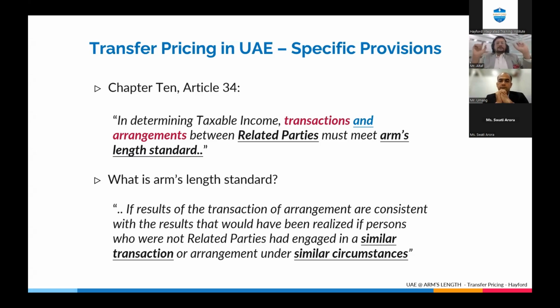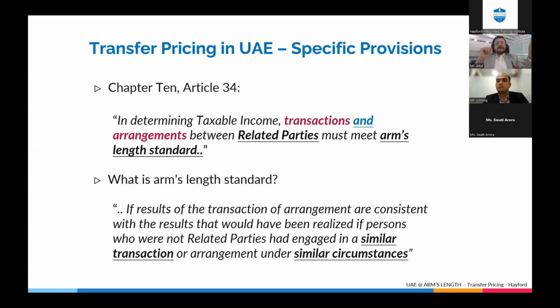So coming to certain specific provisions like Article 34, if you remember, that was on the arm's length principle. The specific wording says that in determining taxable income, transactions and arrangements between the related parties must meet the arm's length standard. So it can be transactions, it can be arrangements, but whatever activity or business is being performed between the related parties, it must be at fair market value.